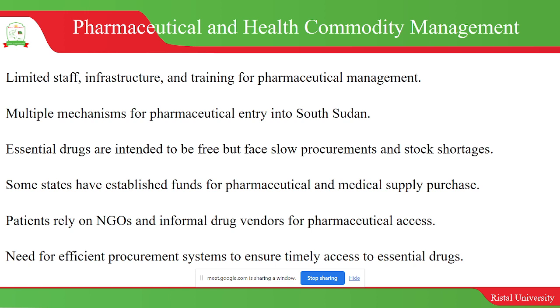It is very important that the government ensures that we have access to what we call essential drugs. Essential drugs are those that are used to treat the most prevalent conditions in the population. And they are usually given to the citizens for free. However, because of the issues to do with slow procurement and distribution, there are always issues to do with stockouts. So we have stock shortages. Some states have devised ways of countering this problem by establishing funds to make sure that they can purchase medical and pharmaceutical supplies on their own.